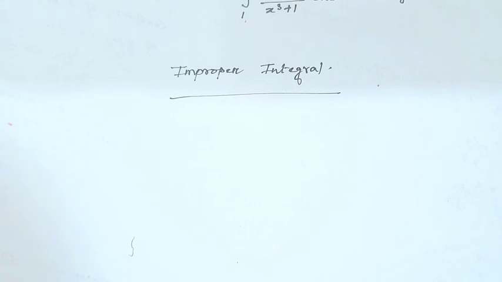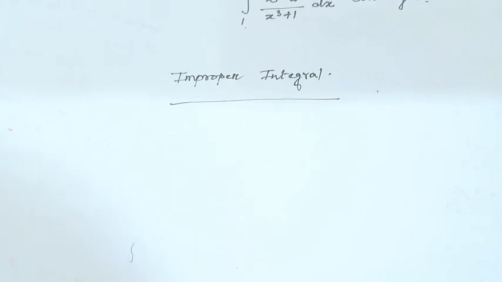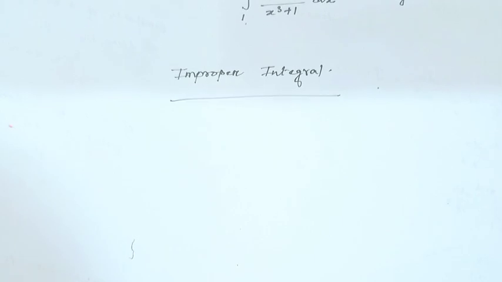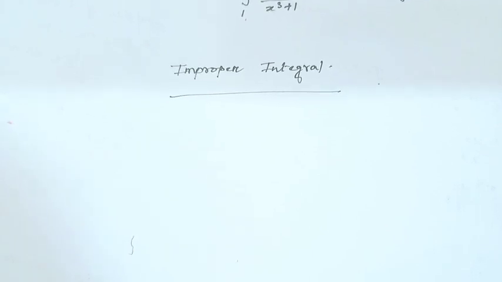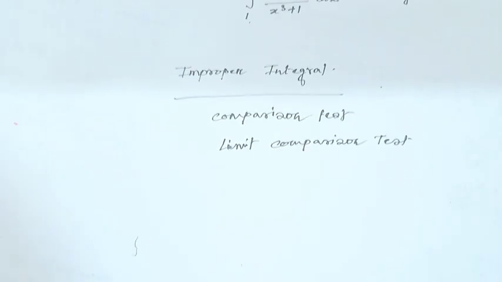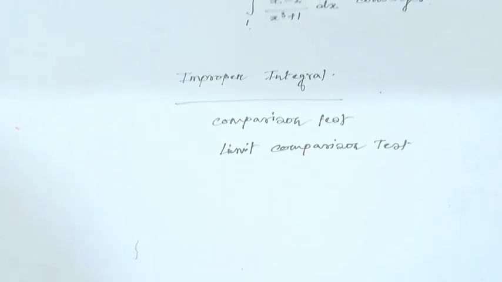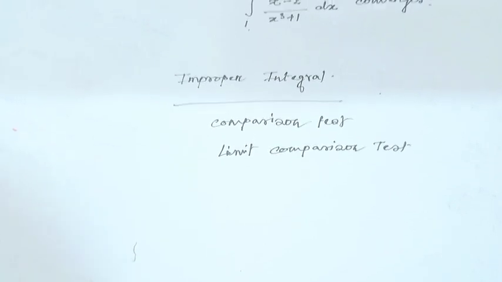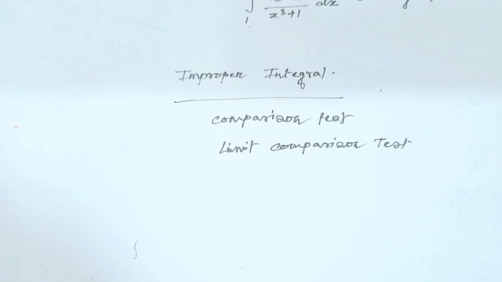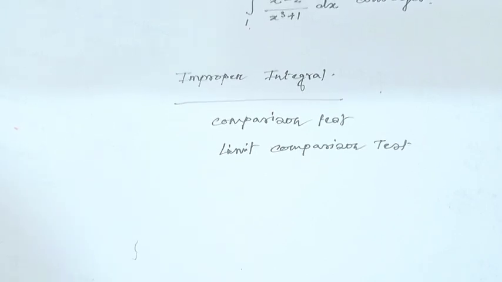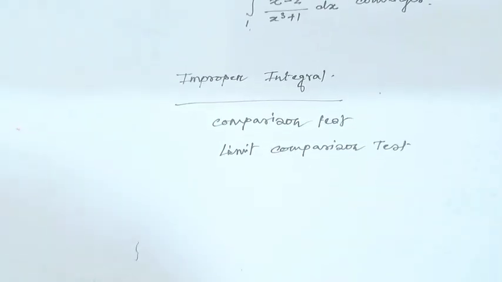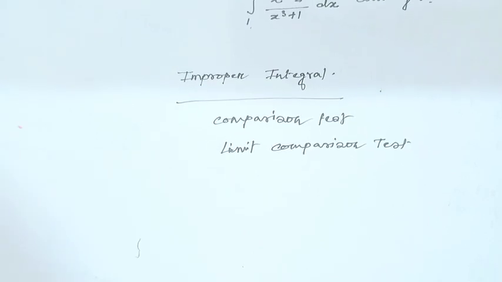In my previous video, I had seen improper integral and test of different type of improper integral. Today I will see this topic elaborately. In my previous video, I had seen comparison test of improper integral. Today I will see at first the limit comparison test of improper integral. Then I will see different type of example of improper integral and various type of other test to find whether an improper integral is convergent or divergent.